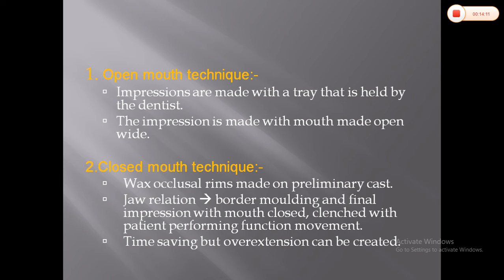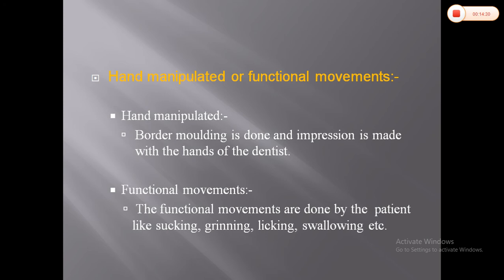Now, open mouth and closed mouth technique. Open mouth is when you ask the patient to open the mouth and make the impression. Closed mouth is when you do jaw relation. If you are making the impression under the surface of the tray, you can close the mouth and make the impression. Hand manipulation is where the operator manipulates the border tissues and records the impressions. For functional movements, you ask the patient to perform certain movements like licking, grinning, sucking, swallowing, etc., so that your border tissues are recorded with the functional movements of the patient himself.